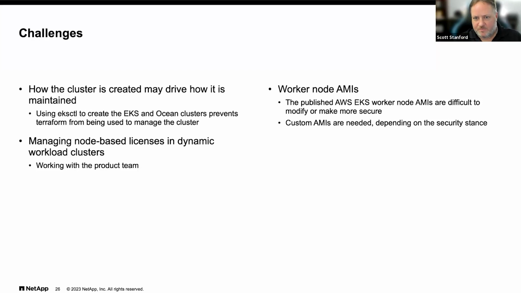The last thing I'd say is, depending on the involvement of your security team, you may end up needing to create different AMIs for your worker nodes. Amazon provides EKS worker node images, but they're likely going to be flagged by your security team as needing some changes. So the best way to handle that is to make your own version of the worker nodes. And we have a custom process for creating the AMIs every month.